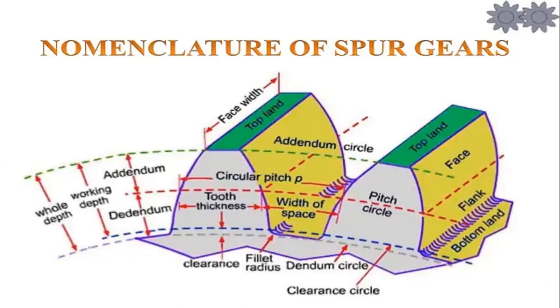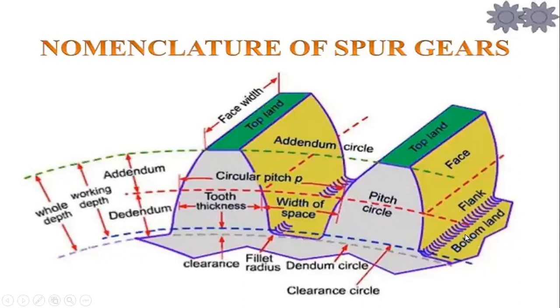Next one is the whole depth. The depth from the topmost layer, from the top land, to the bottom, including the clearance, is taken as the whole depth. And the next one is the working depth. With a clearance here, you can see the working depth of the gear.